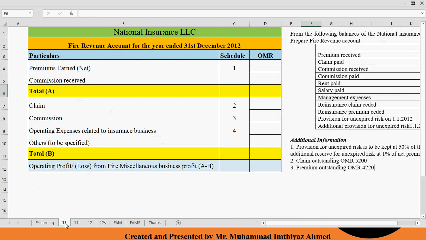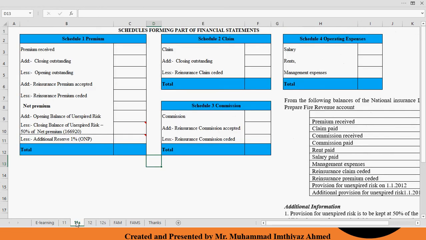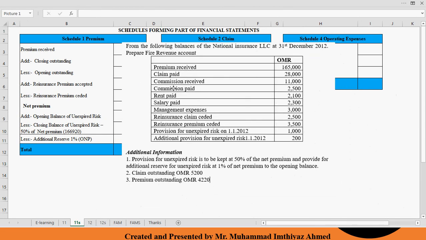So I'm going to solve a problem with regards to fire revenue account. As usual, we need to open fire revenue account as well as the related schedules. So these are the related schedules. Now we are going to begin the problems. So this is the problem I'm going to solve. From the following balances of National Insurance LLC at 31st December 2012, prepare fire revenue account.